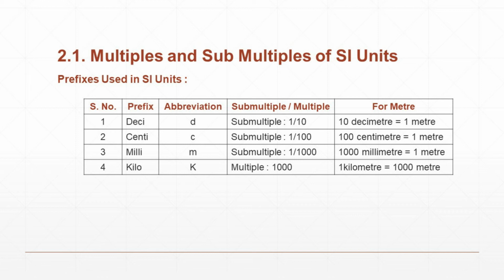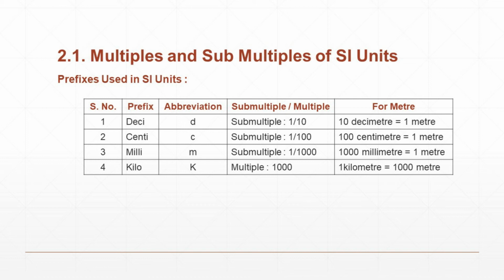Once again I will repeat. Submultiple 1 by 10, that is 10 decimeters is equal to 1 meter. Submultiple 1 by 100, 100 centimeters is equal to 1 meter. Submultiple 1 by 1000, 1000 millimeters is equal to 1 meter. The last alone is a multiple, 1000. 1000 meters is equal to 1 kilometer.